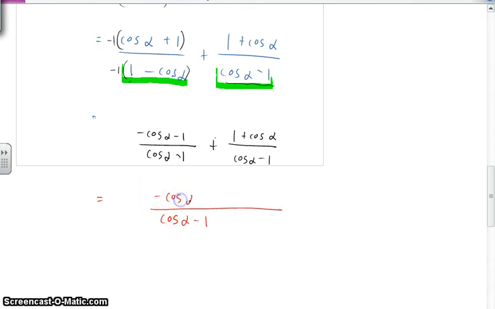Negative the opposite of cosine alpha minus 1 plus 1 plus cosine alpha. If you look at that, you see that those cancel and those cancel, so I'm left with nothing. I'm left with 0, and that's equal to the right side. So all that mess was equal to 0. Proved.